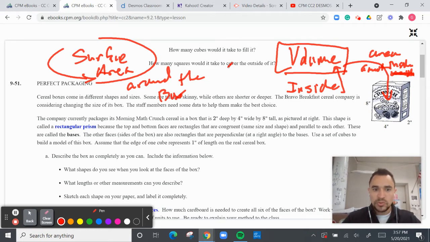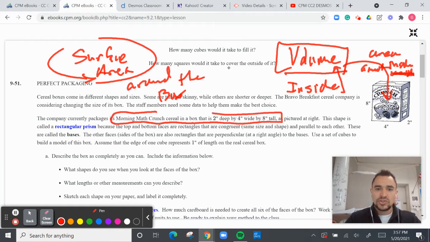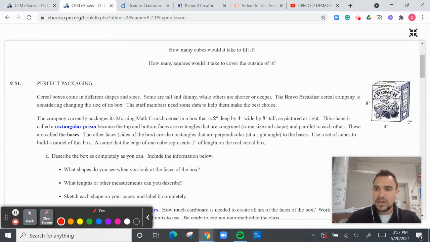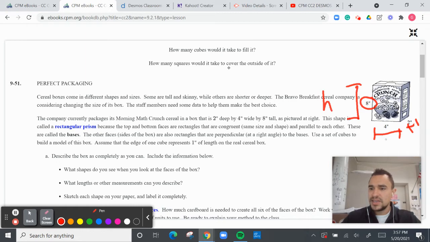So they're going to be talking about a few things. Here we have Morning Math Crunch cereal. That is 2 inches deep by 4 inches wide by 8 inches tall. So let's go ahead and talk about this right here. We have 8 inches tall, 4 inches wide, and 2 inches deep. And that can be length in a situation. So let's make this height, let's make this width, and let's make that length. We're just going to put variables for that and measure them.